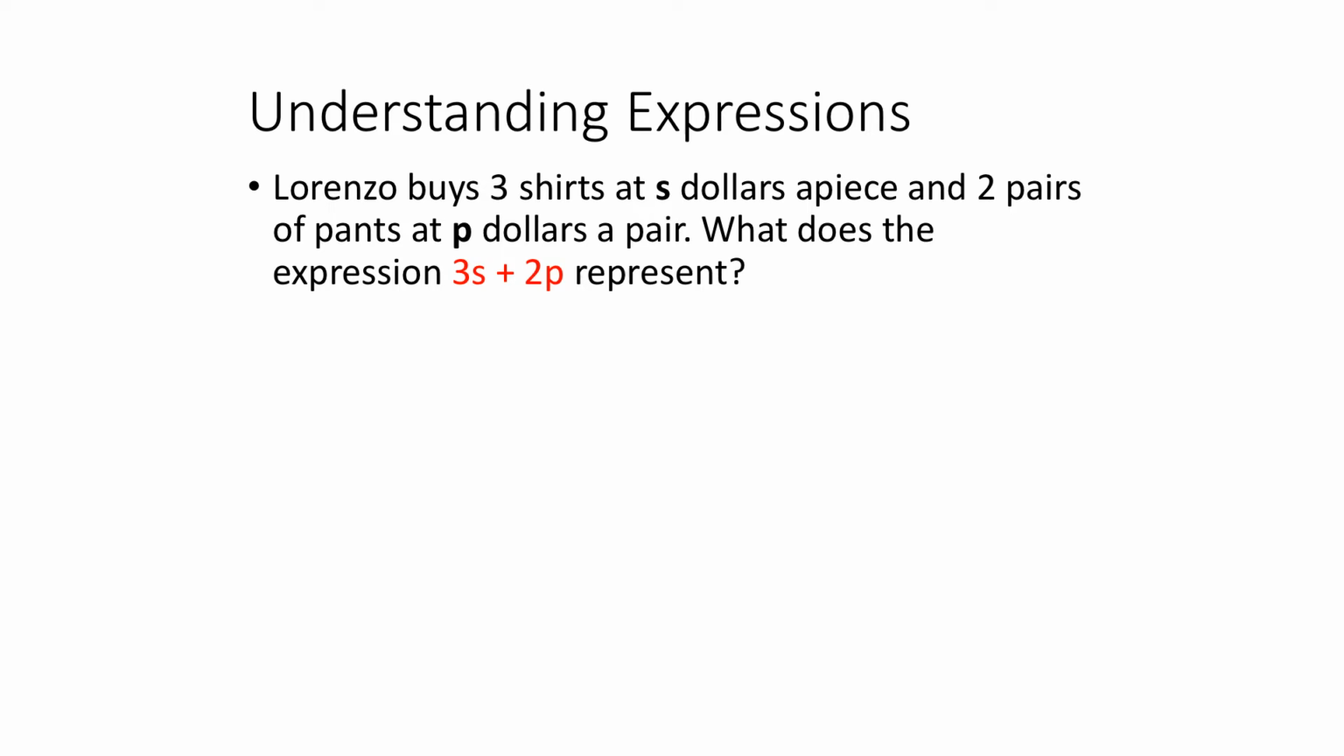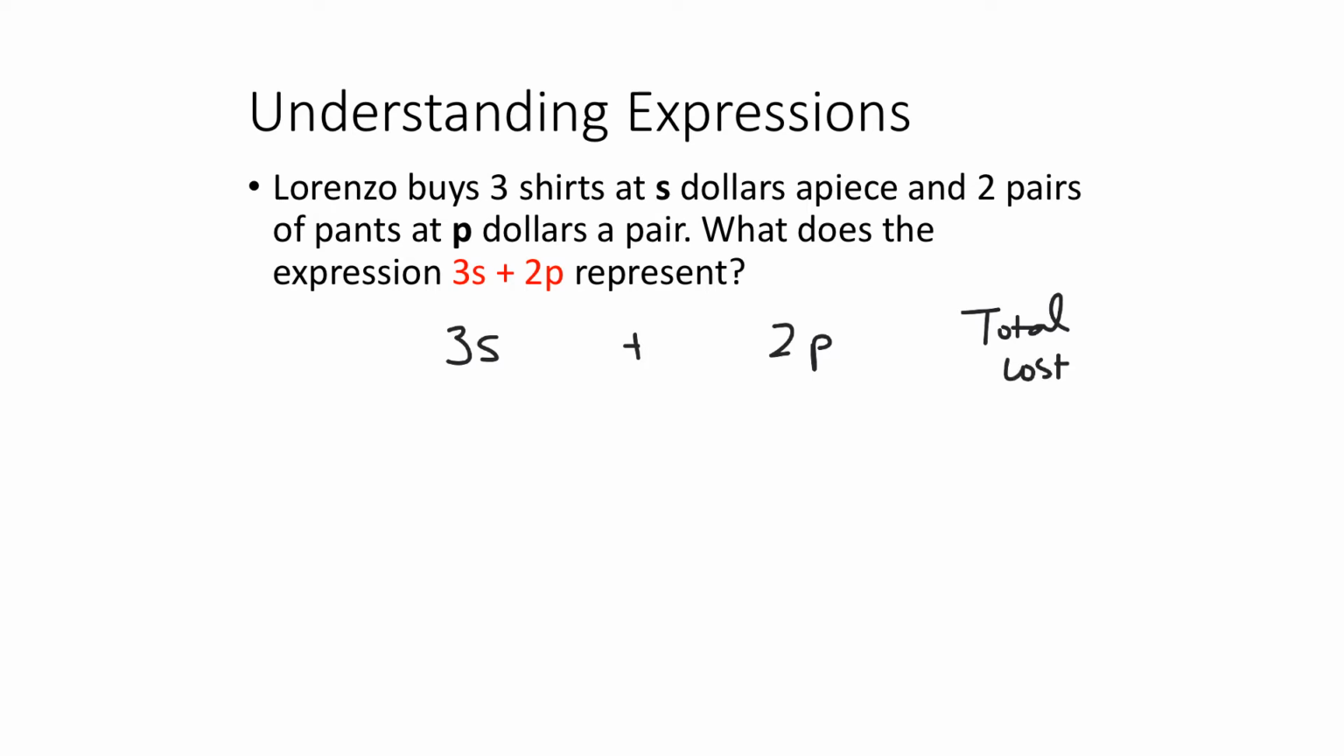Now, first of all, we can look at it in terms of terms. So we have 3S plus 2P. We're adding things together, so we know that at some point we are looking for some kind of total amount. Now, you're buying something, so this whole expression is going to represent a total cost, if you will.